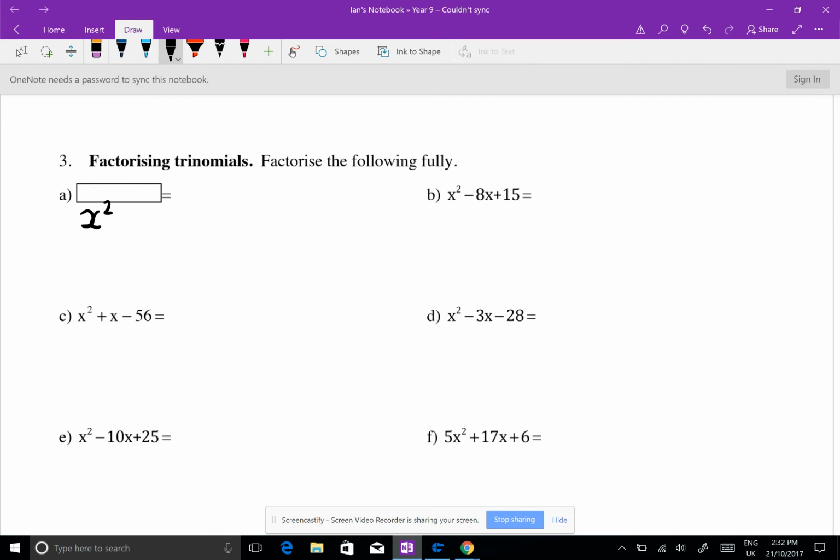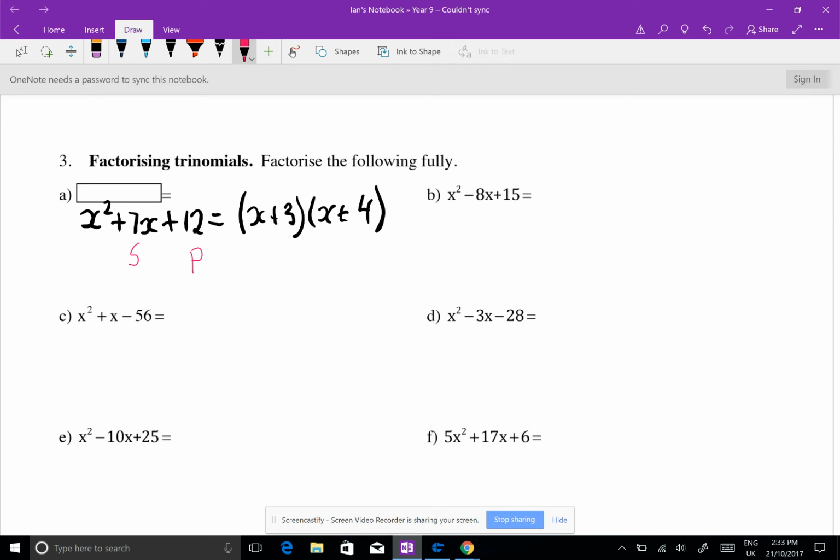x squared plus 7x plus 12. Okay, so if I factorise this, now you've got to remember this, I need something that multiplies, so this has a product of 12 and a sum of 7. That's how we do these, a product of 12 and a sum of 7. Okay, well, I think 3 and 4. x plus 3, x plus 4.